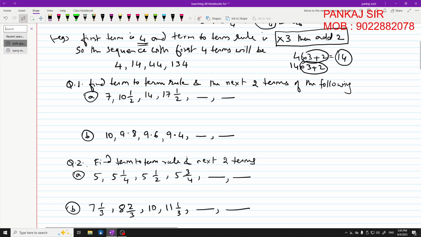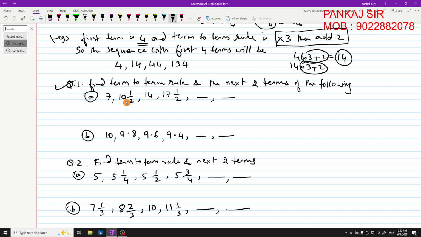Today we are going to solve many questions based on term to term rule. So let us get started with question number 1. Find term to term rule and the next two terms of the following sequences. So the first sequence is A: 7, 10 and a half, 14, 17 and a half, and you have to find the next two terms.